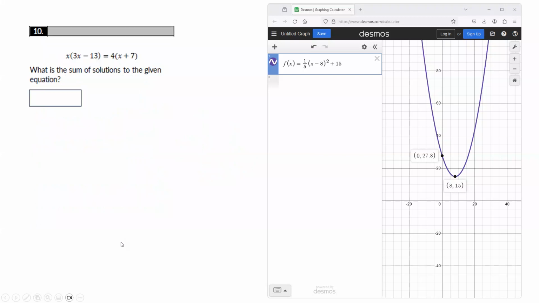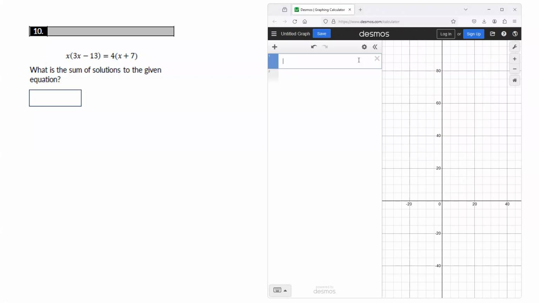All right, last question. What is the sum of solutions to the given equation? Oh, if you know that quick by hand, I think it's a negative b over a formula. You can do this kind of fast, but you know what? Unbelievably, Desmos is faster. I used to love that negative b over a shortcut. Now I use Desmos instead. So let's do our y equals.